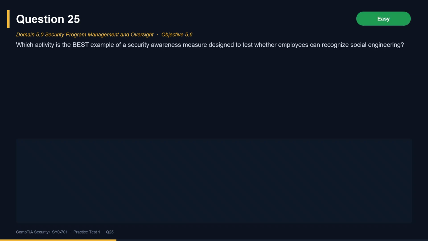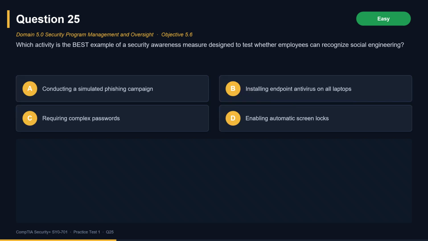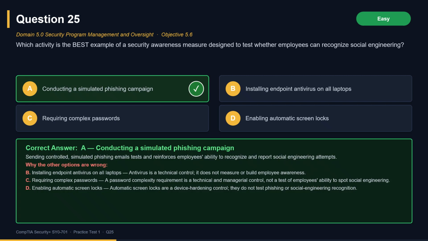Question 25. Which activity is the best example of a security awareness measure designed to test whether employees can recognize social engineering? The correct answer is A, conducting a simulated phishing campaign. Sending controlled, simulated phishing emails tests and reinforces employees' ability to recognize and report social engineering attempts. Now, why the other options are wrong? Installing endpoint antivirus on all laptops is incorrect.